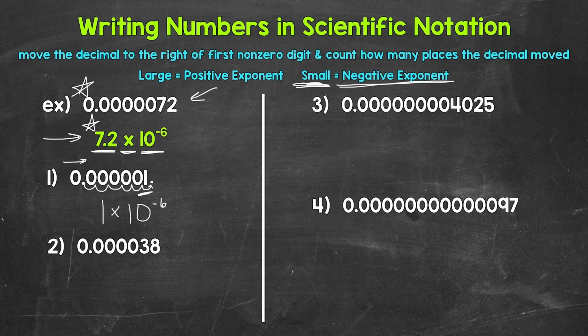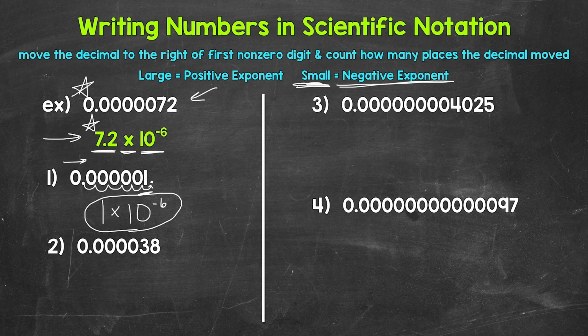So we have 1 times 10 to the power of negative 6. And that's our scientific notation. Now we're using a negative exponent here. We want to multiply by that negative exponent because this is a way to represent division or taking a fraction of something, which gives us that smaller number.